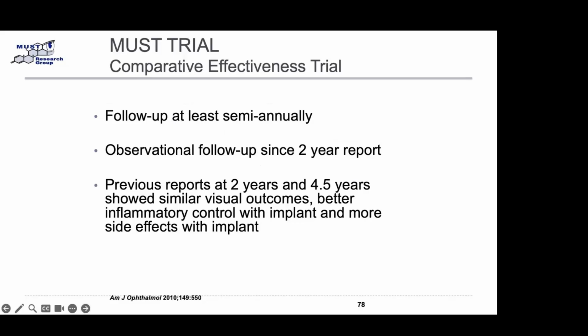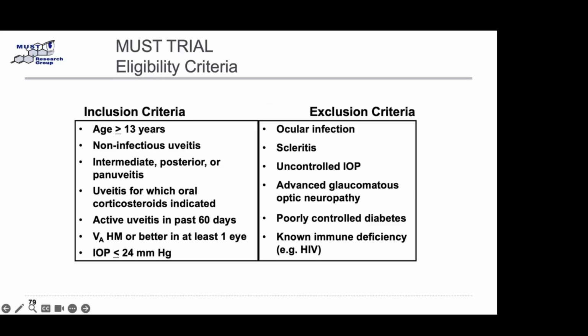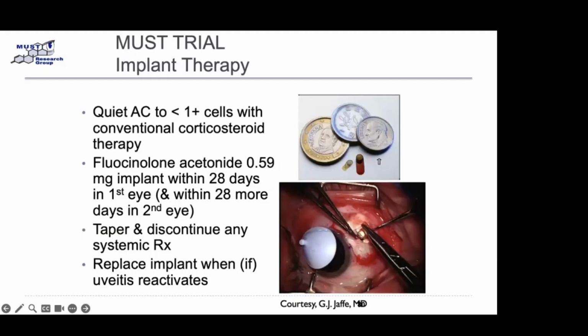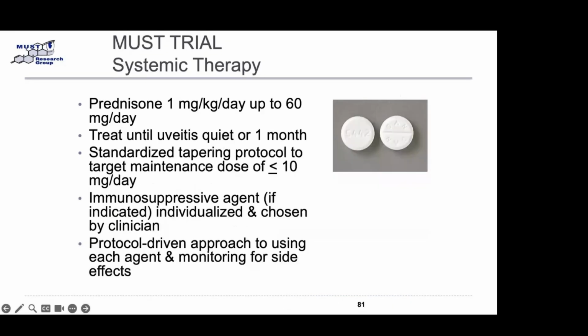And these were the eligibility criteria, basically people for which one of the treatments would be indicated. We tried to be liberal. We wanted active uveitis, but we had trouble recruiting. So we said active uveitis within the last 60 days, and they had to have at least some vision and not have really high eye pressure. So basically it had to be indicated and safe. We didn't want an optic nerve that was going to be lost if there was a pressure spike. So the implant, I think you're familiar with how it's put in, and the systemic therapy, I think you're familiar with as well, which followed the guidelines paper from 2000, basically.